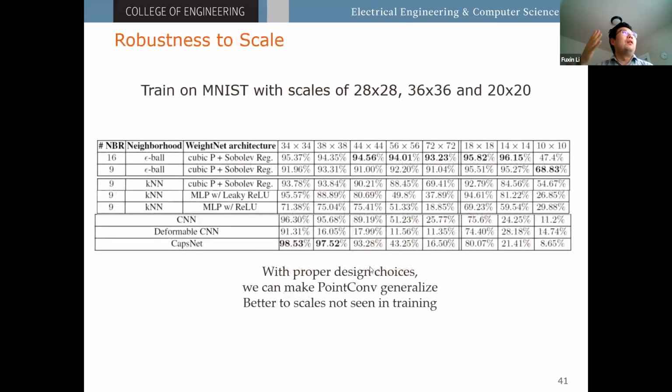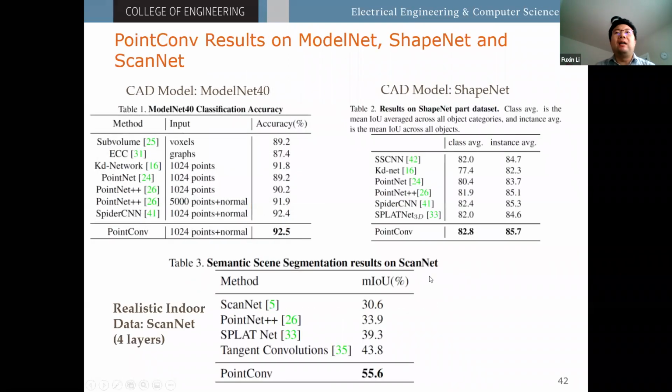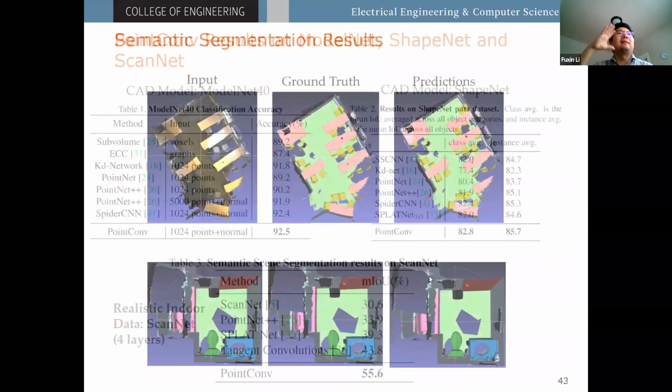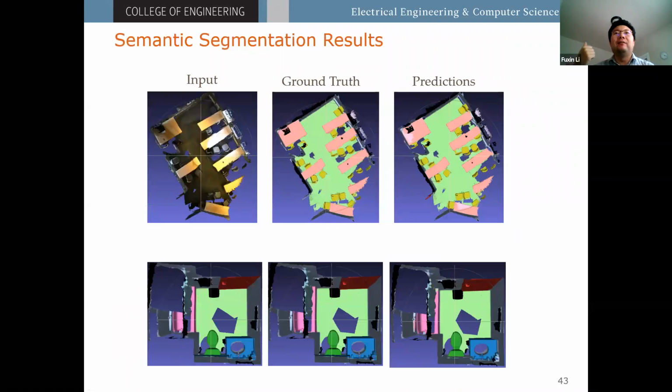And then it also works if you make proper design choices, like an epsilon ball neighborhood and certain weight function choices, it can actually scale. It can be scale invariant rather than the original CNNs being not scale invariant. It also works very well on 3D point clouds, like semantic segmentation data sets with point cloud as inputs.